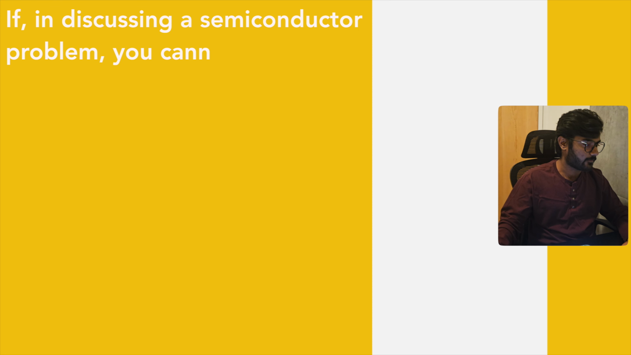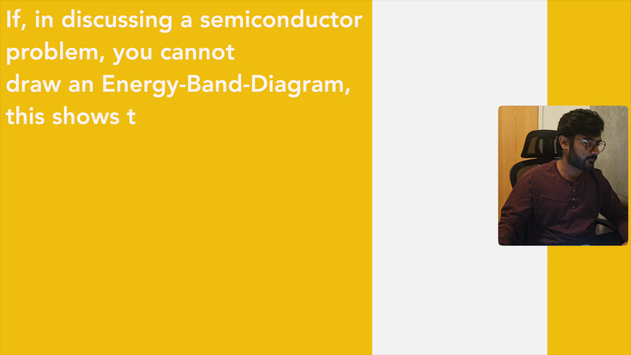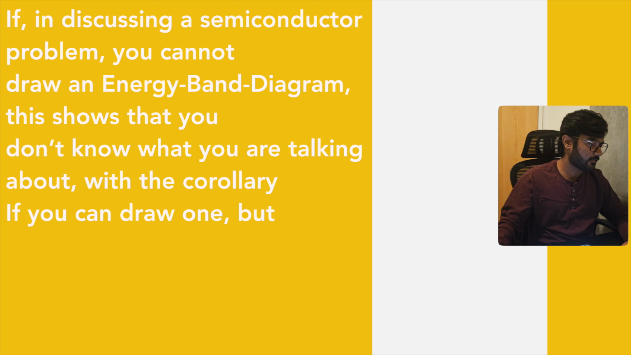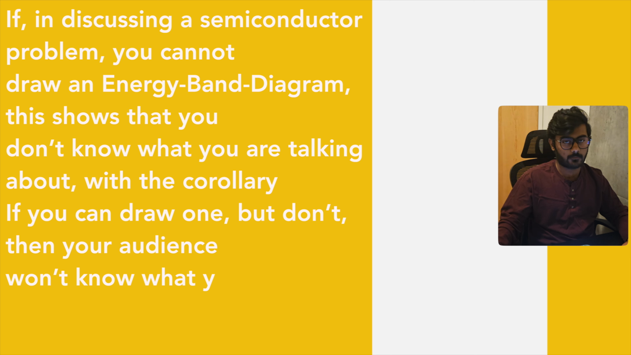Alright. So this is a Nobel lecture paper in physics, which was given in the year 2000 by Herbert Kroemer. He mentioned something called Kroemer's lemma of proven ignorance. What he says is, if in discussing a semiconductor problem, you cannot draw an energy band diagram, this shows that you don't know what you are talking about. And with the corollary that, if you can draw one, but you don't, then your audience won't know what you're talking about.